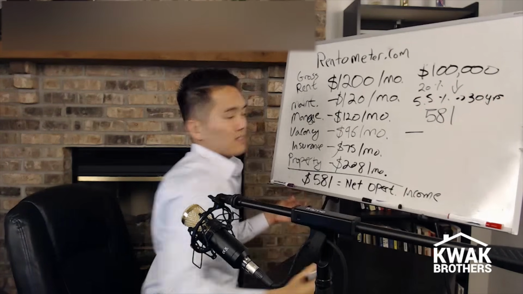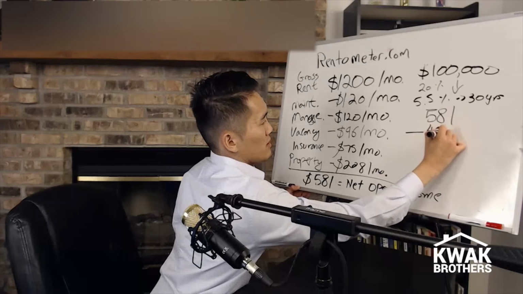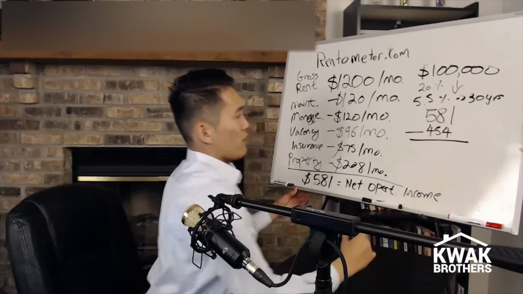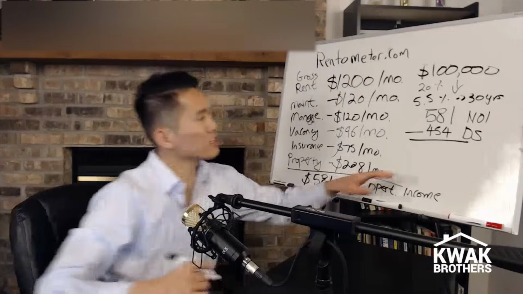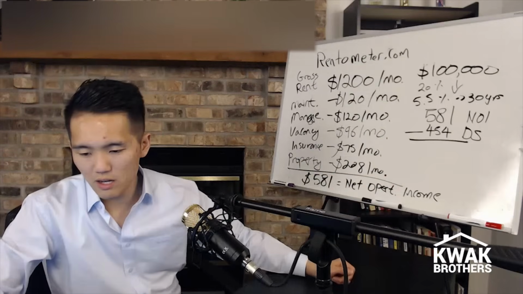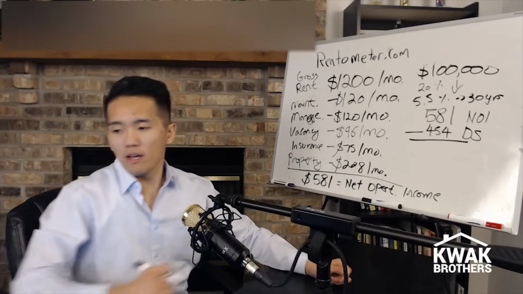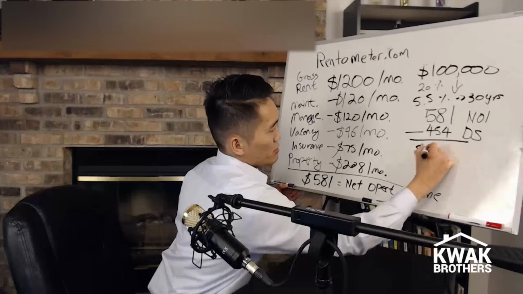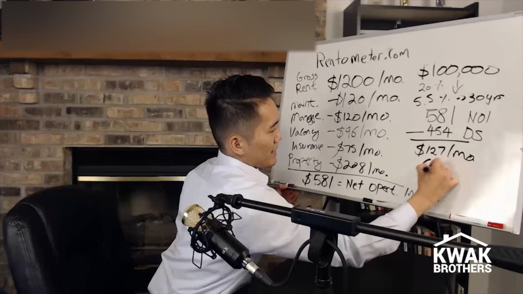You're looking at $454 as far as your debt service, and this is your NOI. Your net cash flow is going to be, and I'll do the numbers for you guys, 581 minus 454, which is $127 a month. And that's cash flow.